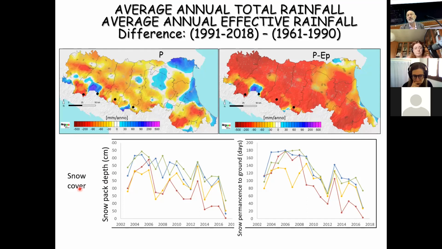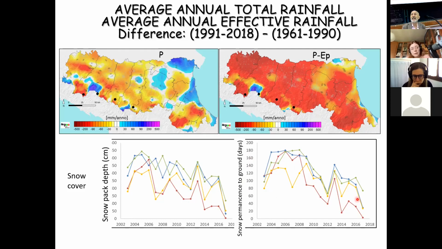Another very important aspect, snow. You observe that the snowpack depth, the thickness of the snow at the ground, has decreased from the beginning of the 21st century to nowadays. This is based upon 4 main nivometers, the gauges measuring the depth, the thickness of the snow along the main Apenninic divide. Not only that, the time by which the snow is on the ground, the permanence of the snow, is also decreasing in time.